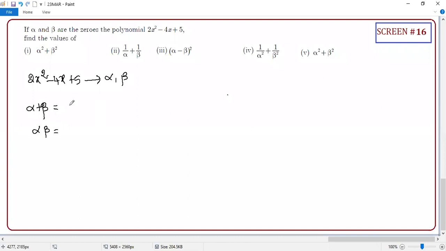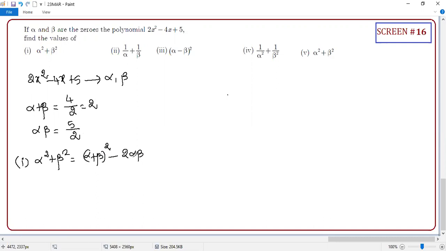What is alpha plus beta? Minus of minus 4, so 4 by 2, which is 2. And alpha into beta is 5 by 2. Clear? Now, how are you going to find this one? I already discussed this, the last sum. So it is nothing but alpha plus beta the whole square minus 2 alpha beta.